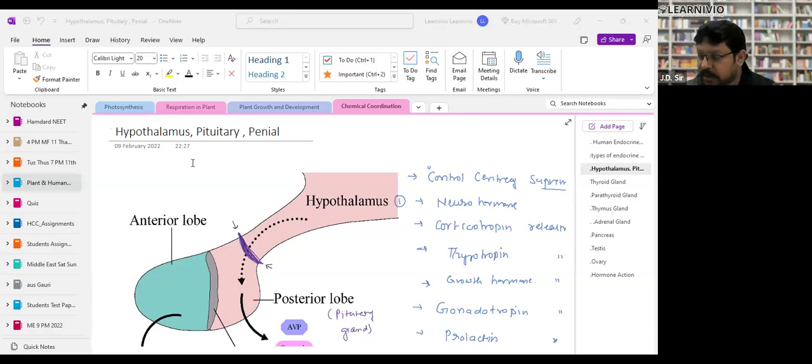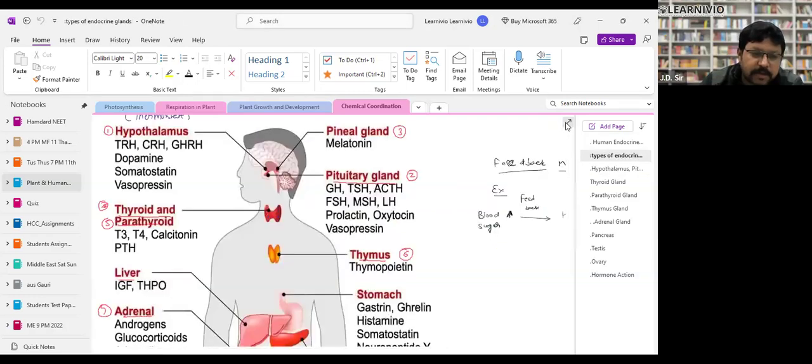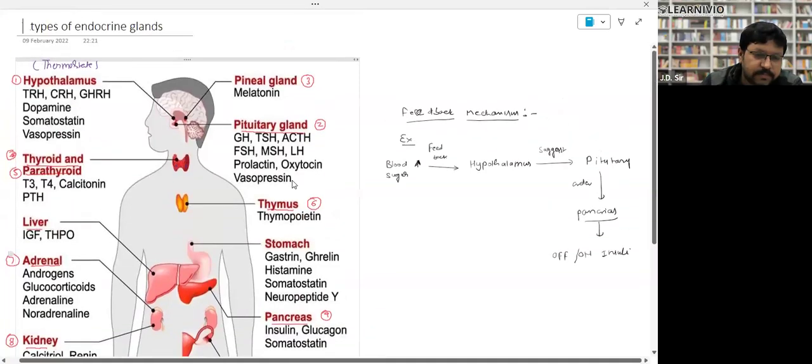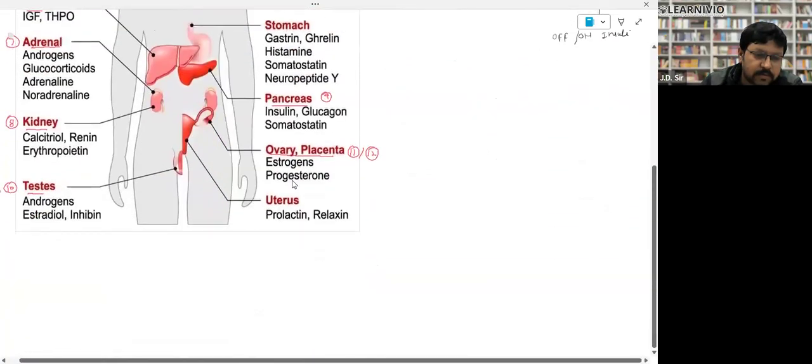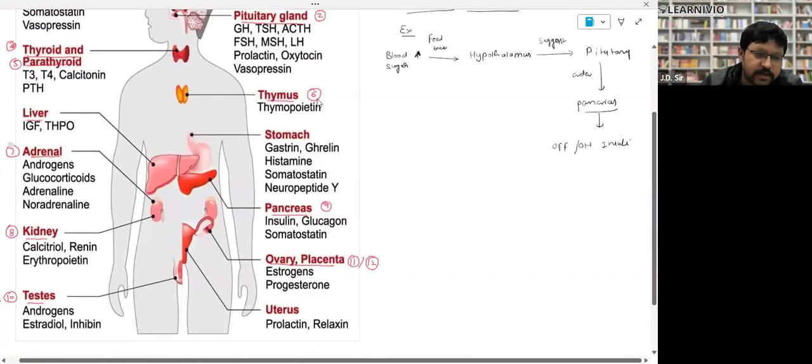Pituitary, and then pineal gland. Right. So Martin, last class I remember I showed you this diagram, types of gland.